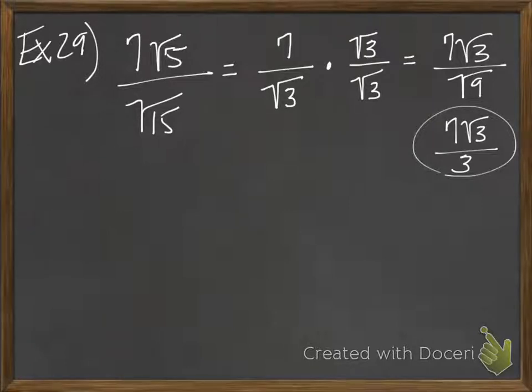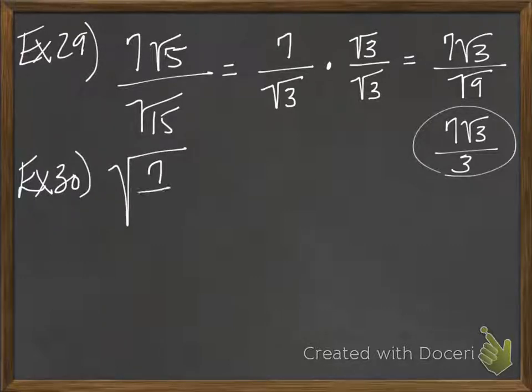All right, last example. Example 30. All right, what if your whole entire fraction is underneath the square root? If your whole entire fraction is under the square root, you want to think of that as 2 separate square roots.